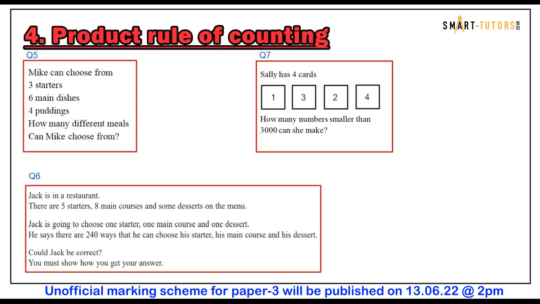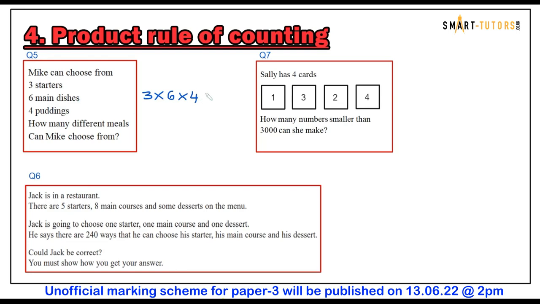Topic 4, product rule of counting. In this topic, we are going to be checking a couple of questions to understand the theory behind this topic. First question, question number 5. Mike can choose from 3 starters, 6 main dishes, 4 puddings. How many different meals can Mike choose from? First of all, you need to understand, so he has 3 starters, so 3 times 6 main dishes, 6 times, and 4 puddings, times 4.